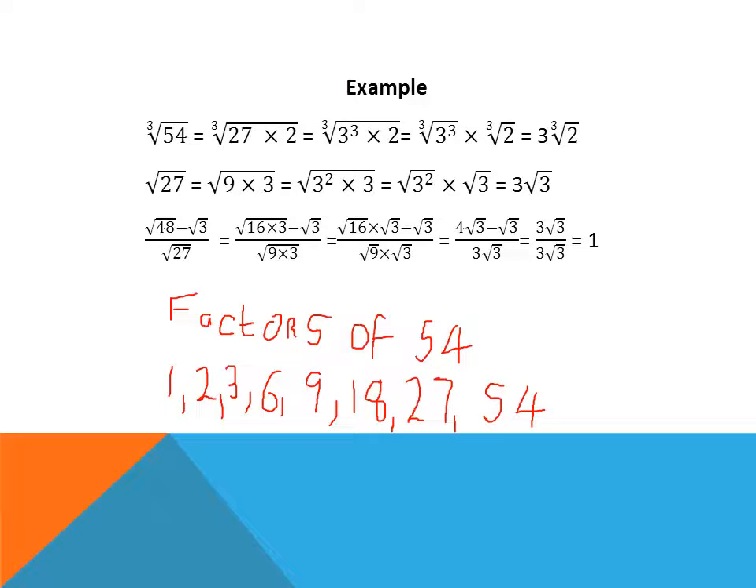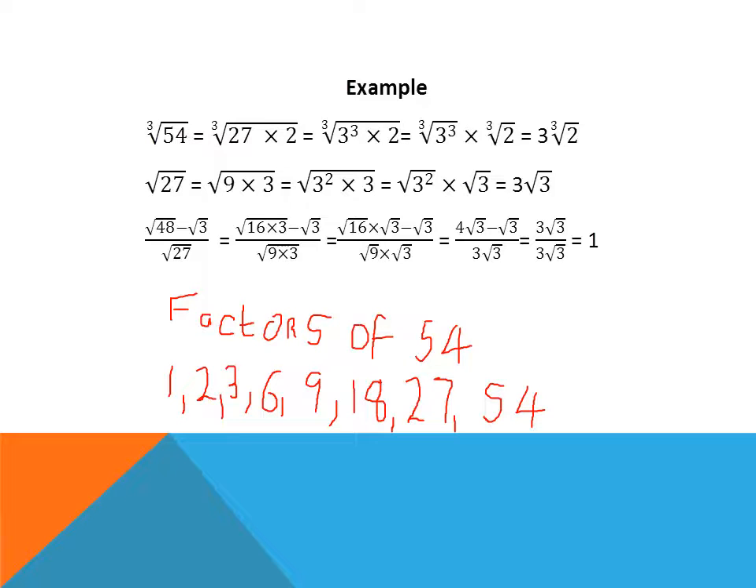Now the next one, how do we simplify? We are talking about the square root of 27. So we need to find the factors of the radicand, that is 27. And the factors of 27 are 1, 3, 9, and 27. So among the factors of 27, we pick a number that when we square root, we are not going to get a remainder. And that number is 9.